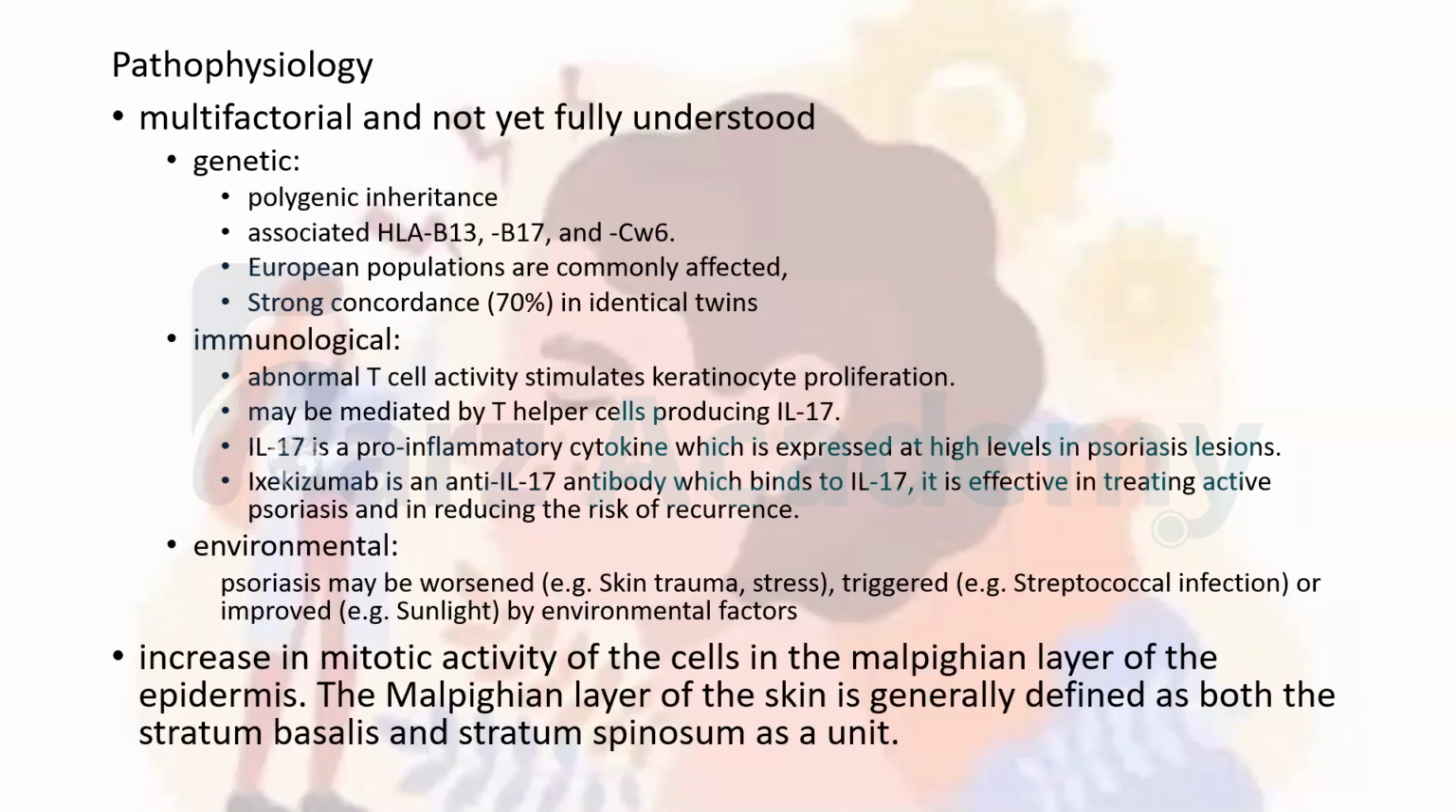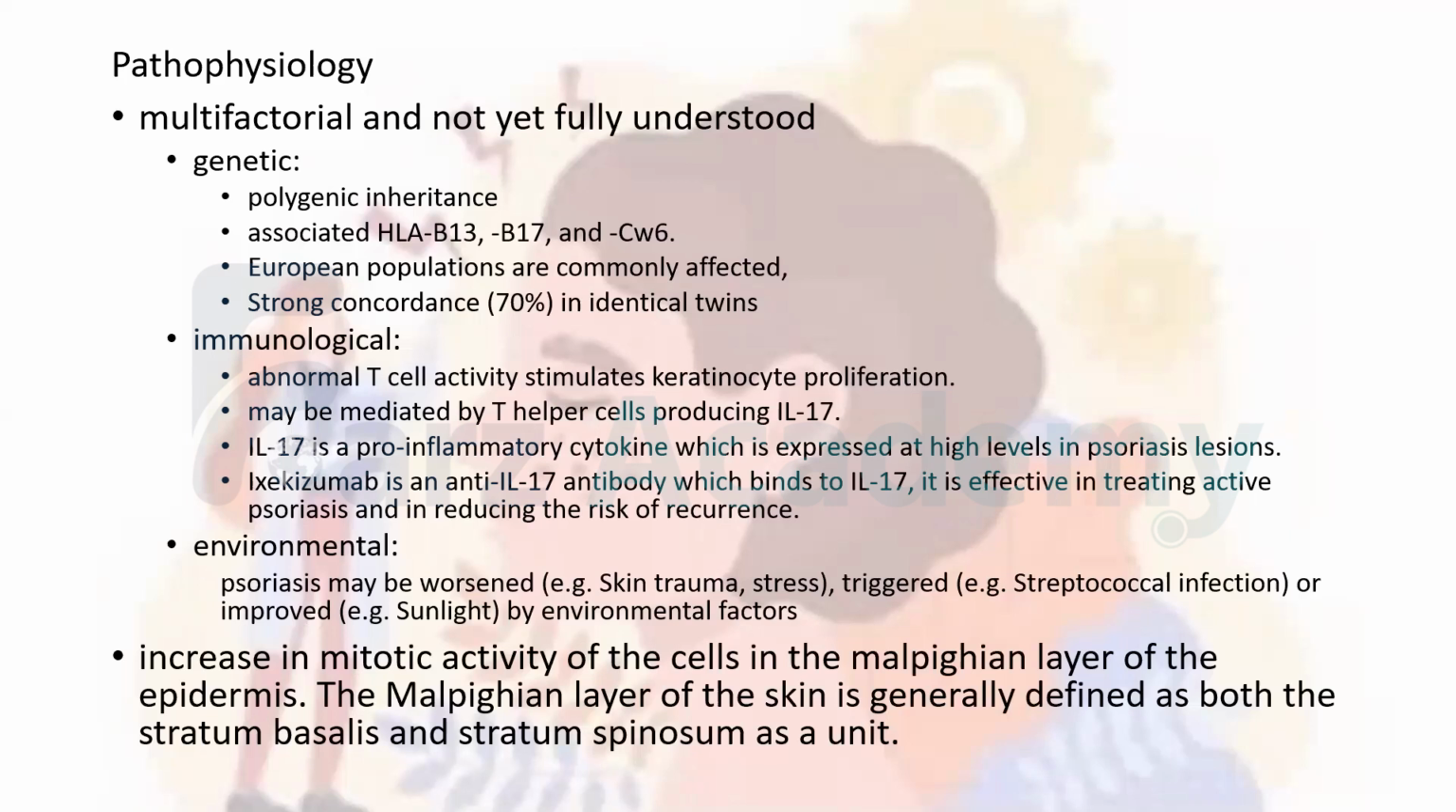The other can be an immunological cause, where there can be abnormal T cell activity which stimulates keratinocyte proliferation. And these are usually mediated by T helper cells producing interleukin 17. So what is interleukin 17? It is a pro-inflammatory cytokine which is expressed at high levels in psoriatic lesions. This is important in the pathogenesis because in severe psoriatic lesions which are refractory to first line and second line treatment, immunosuppressants in the form of an interleukin 17 monoclonal antibody, that is secukinumab, can be used to control the lesion. Okay, this is used as a last resort in recurrent and refractory psoriatic lesions.